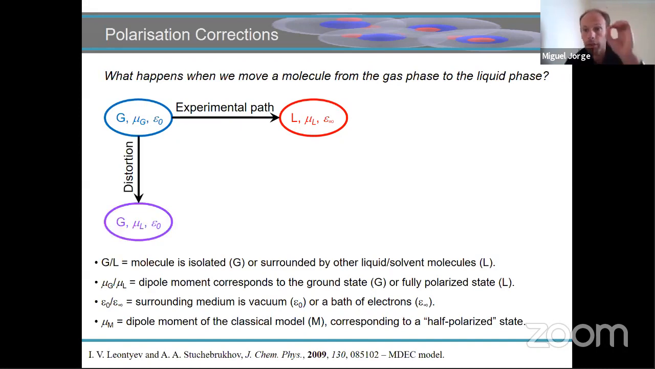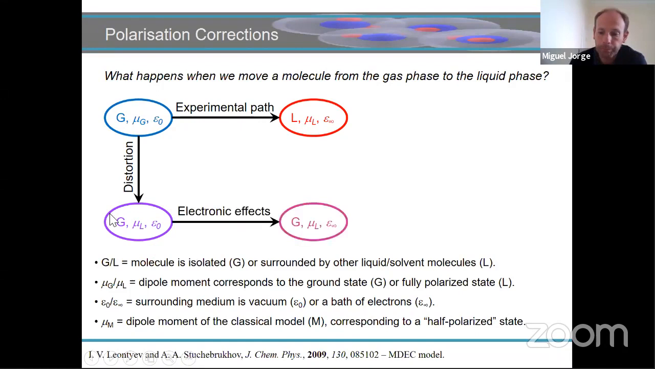The first is that you take the molecule and you polarize the wave function of the molecule. So you distort the wave function so that it assumes a geometry and electron distribution that is representative of what it would feel in the liquid. That's what this dipole moment here, mu g goes to mu L, represents.